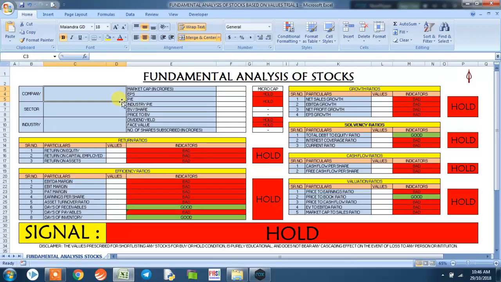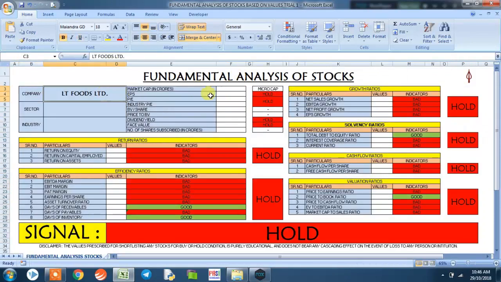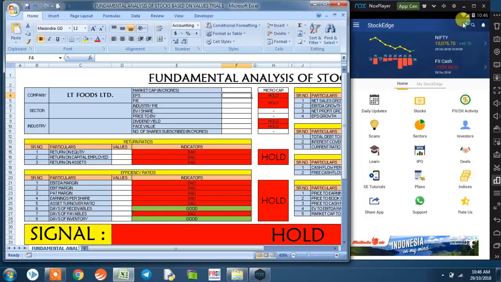On request, the stock being taken today is LT Foods Limited. The Excel spreadsheet in front of you is an Excel program wherein we put financial data of a particular stock and arrive at a conclusion on whether to invest in that particular stock or not at this point of time. The data are taken from an app known as the Stock Edge app.